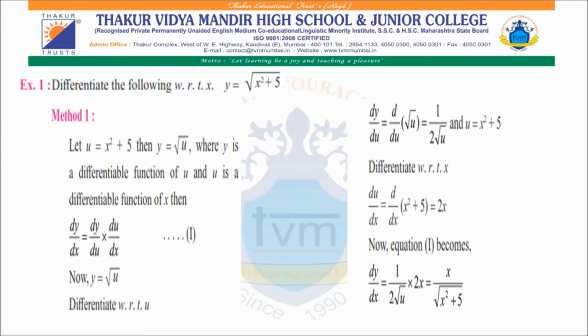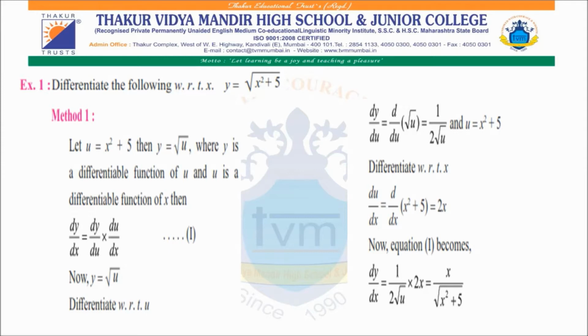Now equation 1 becomes dy by dx equals dy by du into du by dx. What is dy by du? dy by du is 1 upon 2 root u into du by dx. du by dx is 2x. So 2x upon 2 root u. 2 and 2 will be cancelled out. So x upon root u. Root u is x square plus 5. So we get x upon the root of x square plus 5. Okay.